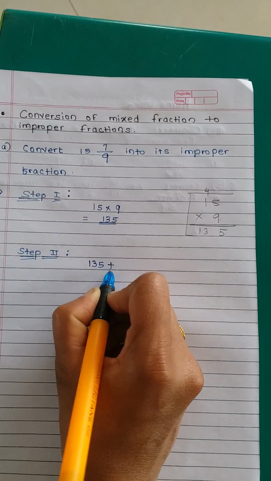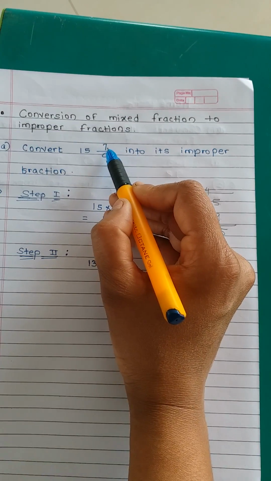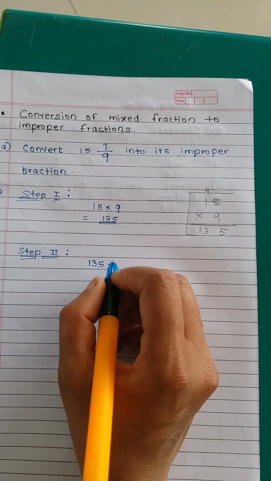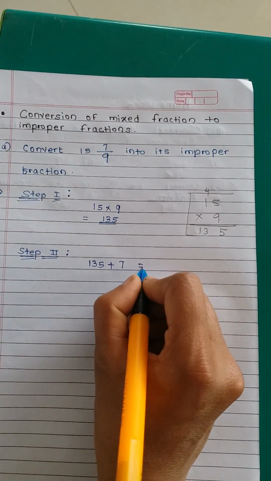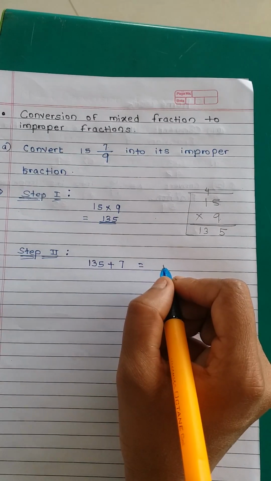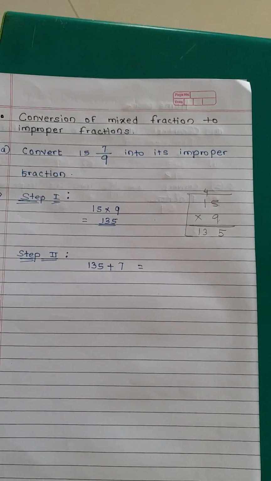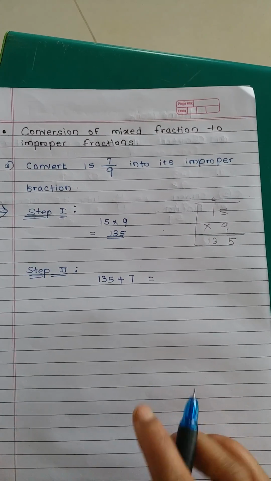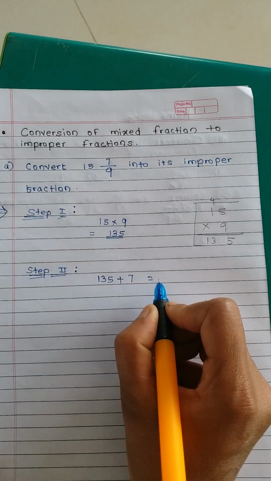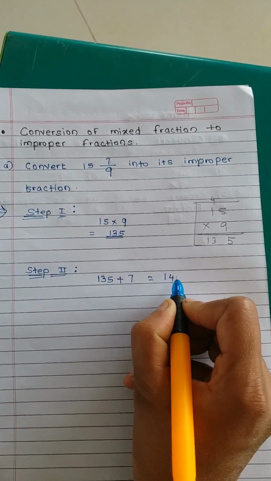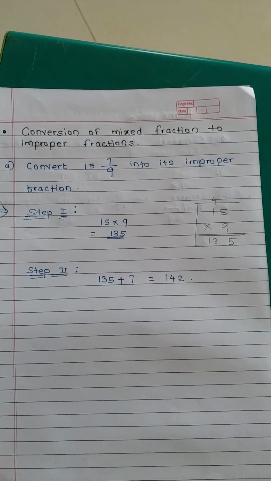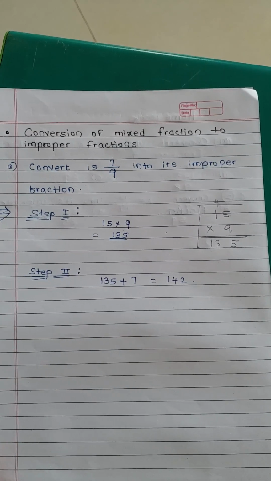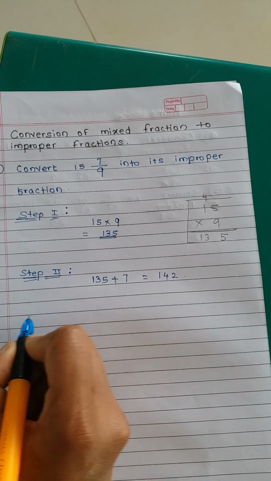In that, we have to add the numerator of the proper fraction. The numerator of the proper fraction is 7. So the answer is 135 plus 7. What is the answer of 135 plus 7? It is equal to 142. Getting it? That is step number 2. Very good. Now the last, that is step number 3.